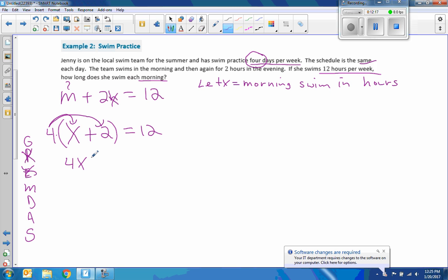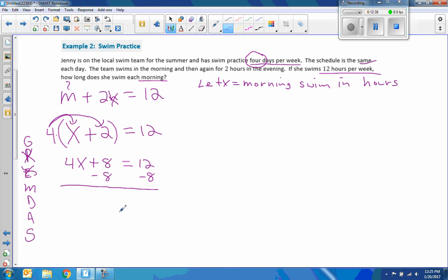4 times a positive 2 is a positive 8, equals 12. Be careful not to multiply the 4 times 12. It is not in the parentheses. That's next. So now we have 4x plus 8 equals 12. Again, we want to get 0 with our addition, so we're going to subtract 8. So we're going to end up with 4x plus 0 equals 4, or simply 4x.